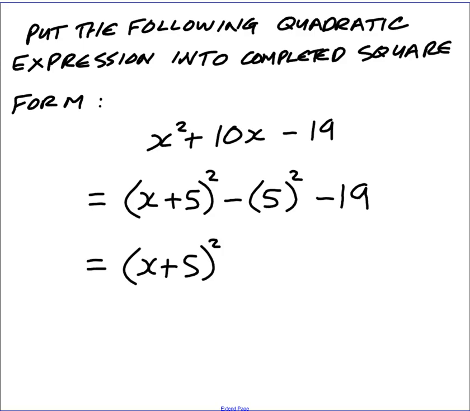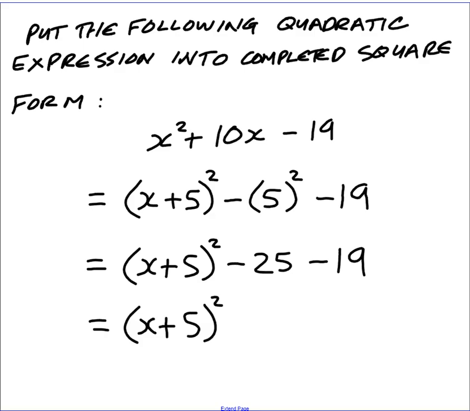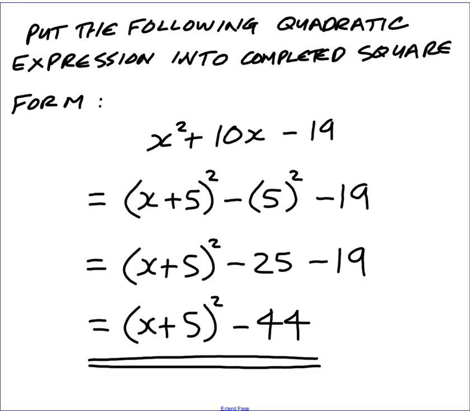Okay, 5 squared is 25, but we're subtracting it. And we're also subtracting that 19, the constant at the end. So the x plus 5 squared just comes down, and negative 25, take away 19. Use your calculator, and hopefully you'll get that answer there. And later on, when you do another unit, you'll see why we're doing this. But initially, we're just learning the rules.